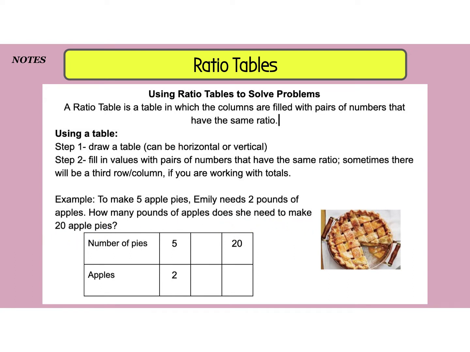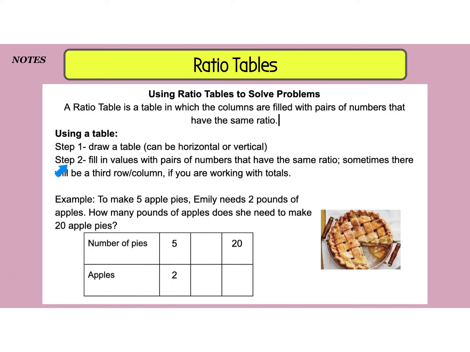So let's figure out what we have in our table here. First of all, we have a horizontal table. Sometimes they are also vertical, and you can see in step 1 it says to draw a table. And you can choose whether you like to draw horizontal tables or vertical tables. So here's an example of a horizontal table. And then as you can see, I have number of pies, 5, and number of apples, 2. So we use 2 apples to make, and this is supposed to be pounds of apples, but we shortened it to just apples. So 2 pounds of apples to make 5 pies.